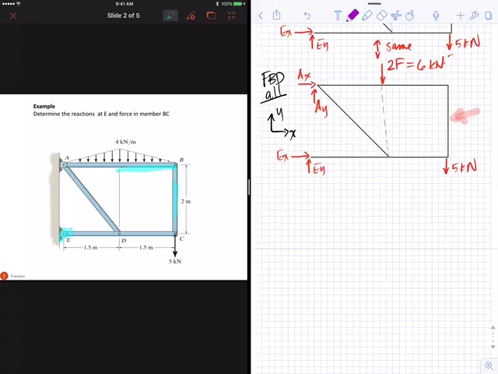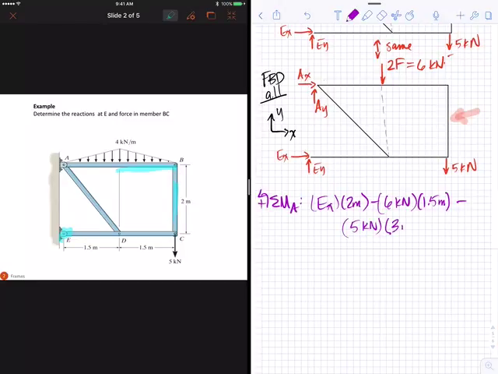Okay, so let's work on this. We're going to take the sum of moments with respect to A, positive counterclockwise. Pause for a second and make sure you can get this calculation done correctly. So we have what? Coming back, EX times its moment arm 2 meters, minus the 6 kilonewtons. This is really making sure you're good with the right-hand rule here. Minus the 5 kilonewtons from the outside, its moment arm 3 meters, equals 0. And when you solve this, you'll find EX is equal to 12 kilonewtons.